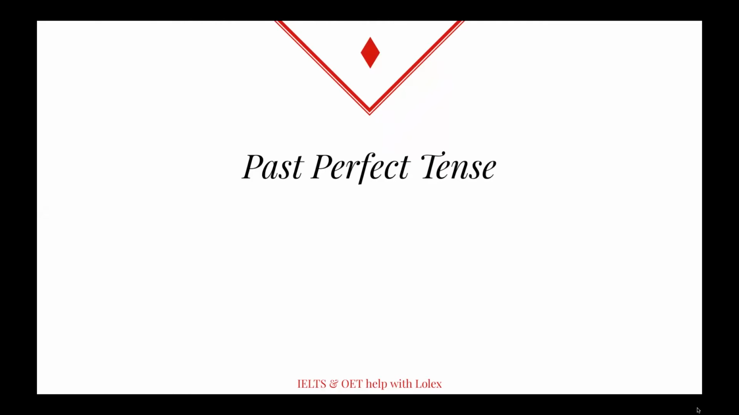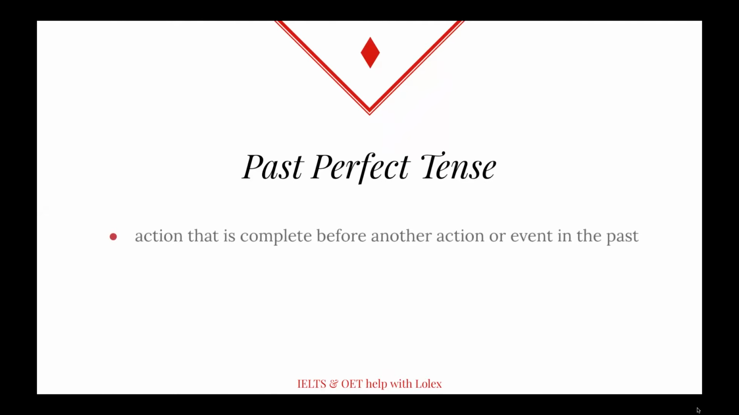In today's lesson, we'll take a look at the past perfect tense. The past perfect is a verb form that we use to talk about an action that is complete before another action or event in the past. It isn't one of the common verb tenses in English, but it can be very important for narrating events in the past.